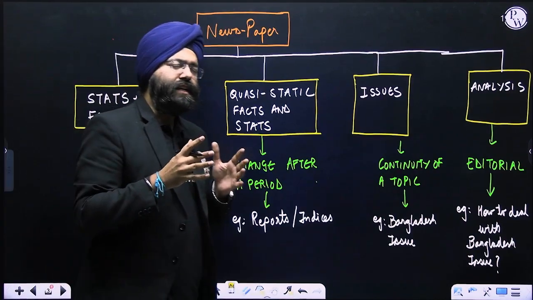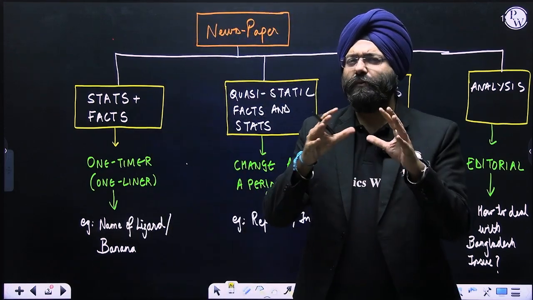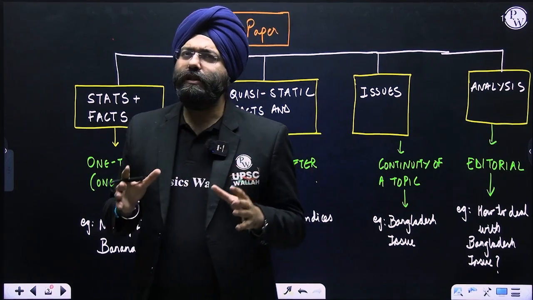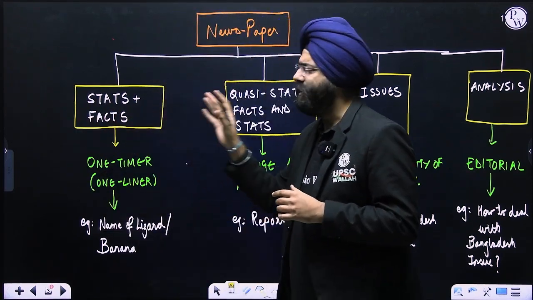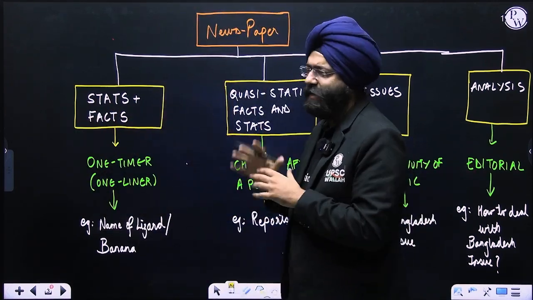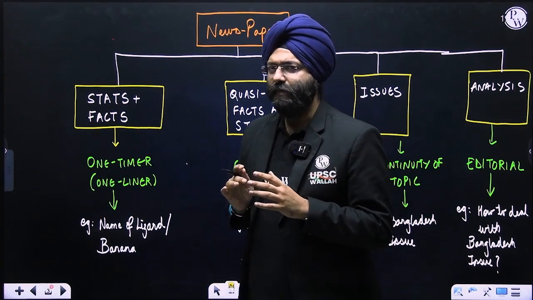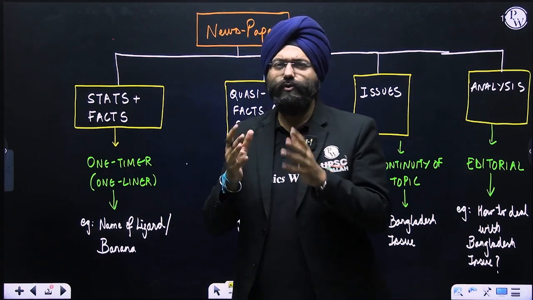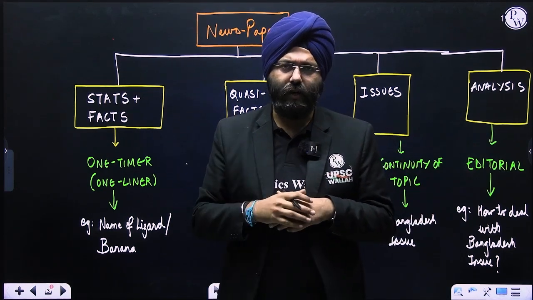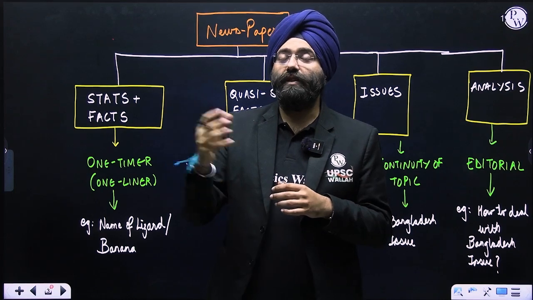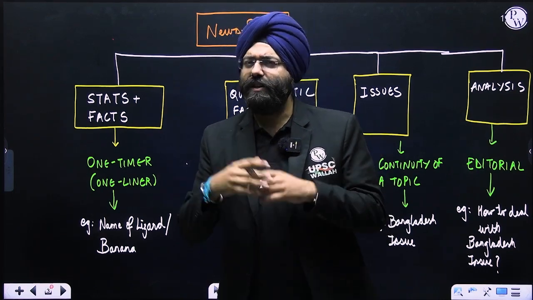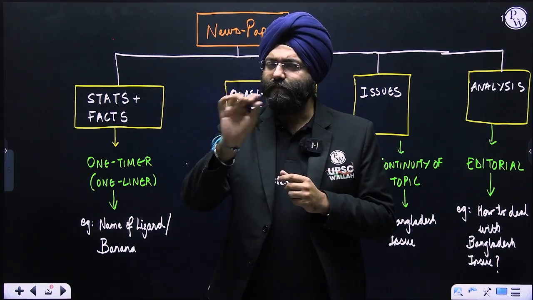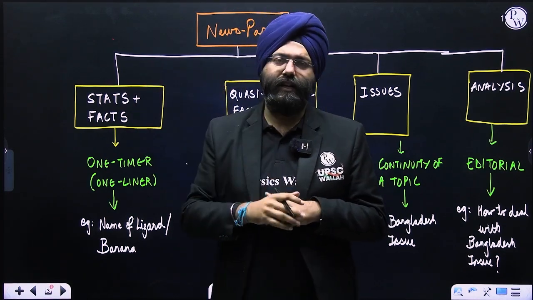Whenever you read a newspaper, you will come across various facts, various editorials, various analysis. I've just broken them down into a few categories. First set is the stats and facts. Now, these are the one-timers and the one-liners. Sometimes you come across, let us say, a new lizard has been found, or a new variety of banana has been found on some Andaman island, or Lakshadweep, or some other island. These are things that will come only once, and the same news will not be repeated again.